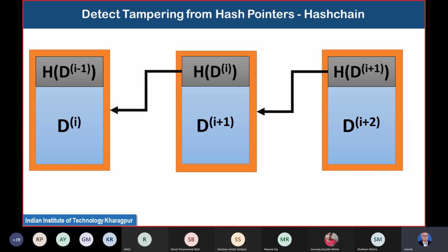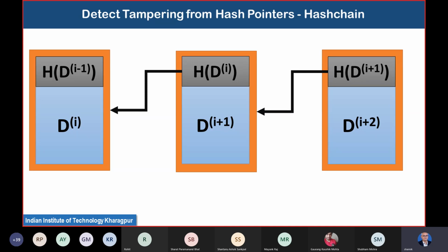Okay. Now you see that for the simple case where we had only one data and one hash pointer pointing to it, if we had to change this data, like say if I wanted to change Di, then I would require to change HDi also, because otherwise any change in Di will get detected by this hash pointer HDi.